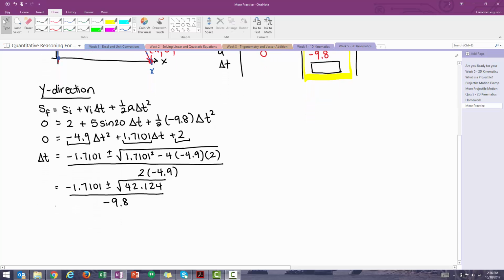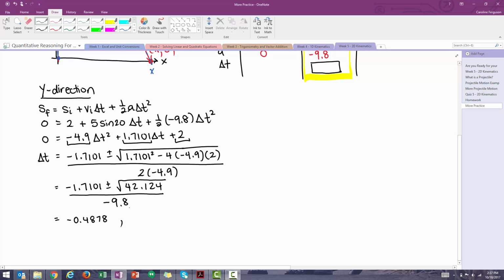So now I'm going to type this out twice on my calculator, once with the plus and once with the minus. So I get negative 1.7101 plus the square root 42.124 equals 4.78. And now I'm going to right away divide that number by negative 9.8. And I get negative 0.4878.